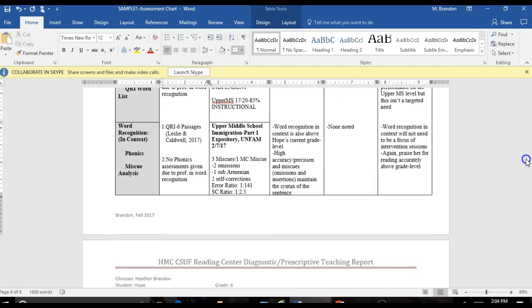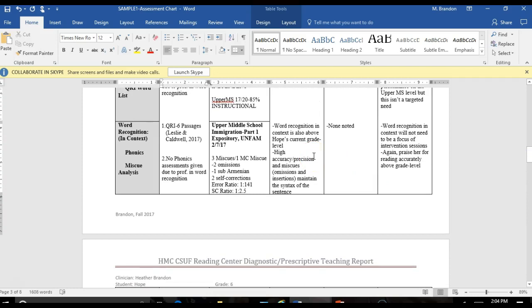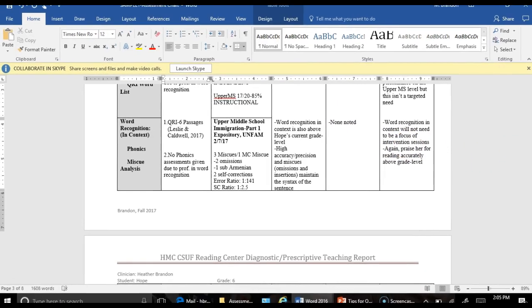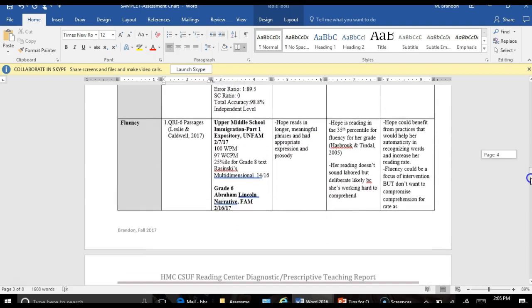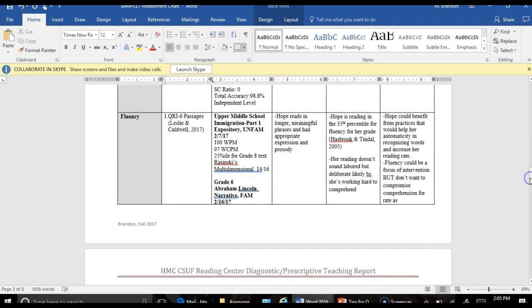So what I found out, word recognition, she has really high accuracy and precision. The miscues, for the most part, all maintained syntax, but there were those 2 meaning changer ones. There really wasn't a need noted here. So word recognition will not be a focus of intervention, and I want to praise her for that fact. All right, moving on to fluency.